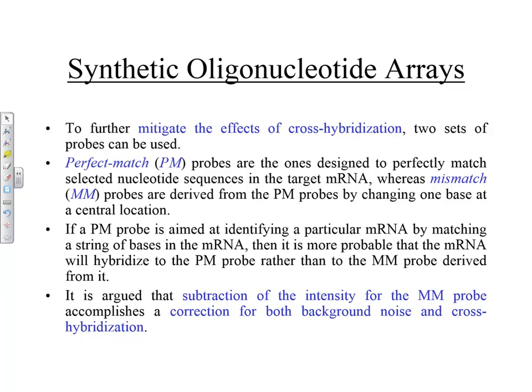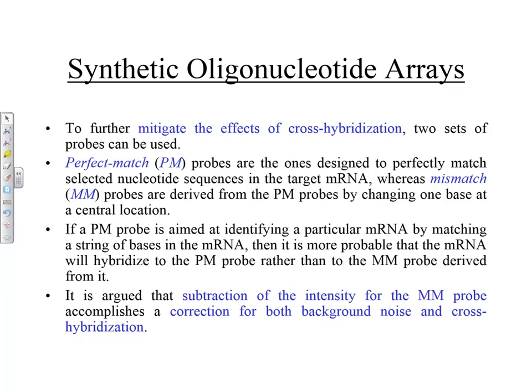Now, to further mitigate the effects of cross-hybridization, you could also use two sets of probes. One of them is called a perfect match probe, or PM probes. These are the ones designed to perfectly match selected nucleotide sequences in the target mRNA. Whereas you could also have mismatch probes, where you change one of the nucleotides. So mismatch probes are derived from the perfect match probes by changing one base at a central location. At some location you go and change it.